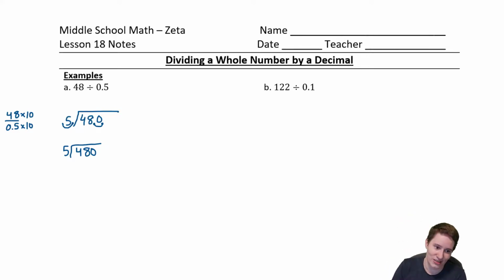Okay, so 5 into 4 doesn't happen. 5 into 48 goes 9 times. Subtract 5 times 9, which is 45, and we get 3. We're dropping down this 0. 5 into 30 goes 6 times, so that's nice. It worked out really, really nicely, and our answer is 96.